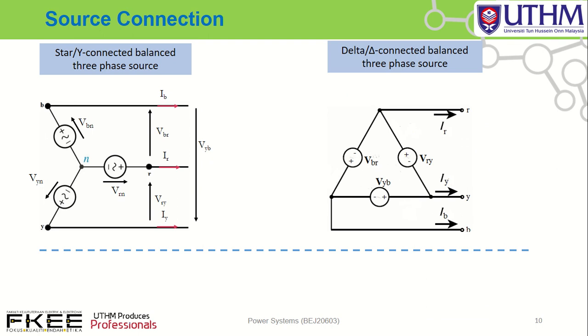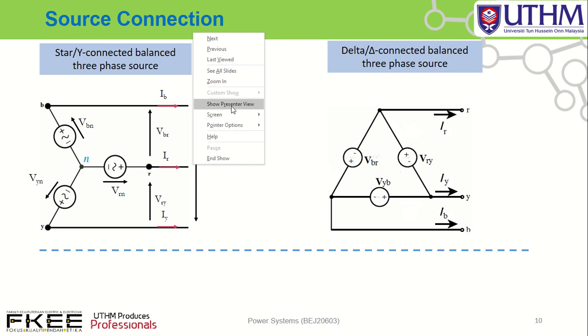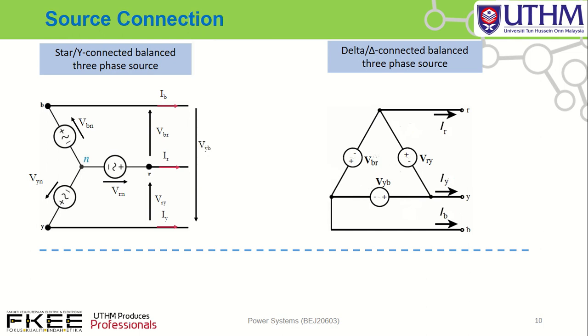Okay, we move to the source connection. Basically, the source connection, or in other words the generator connection, has two different types. Number one, we call it a star or Y connected balanced three-phase source.